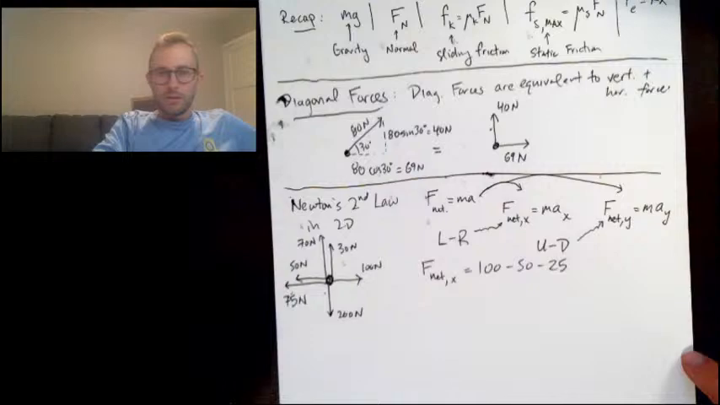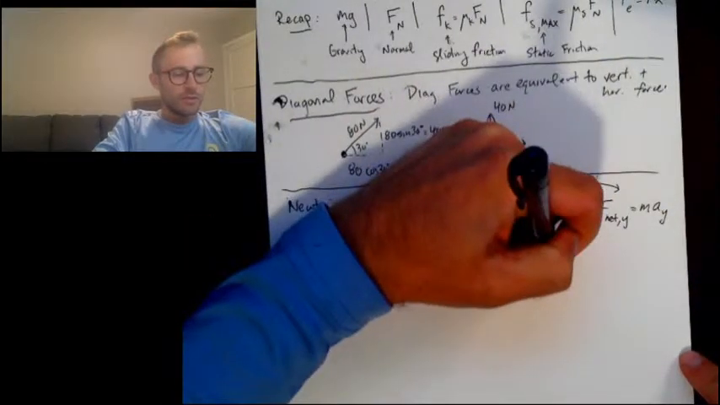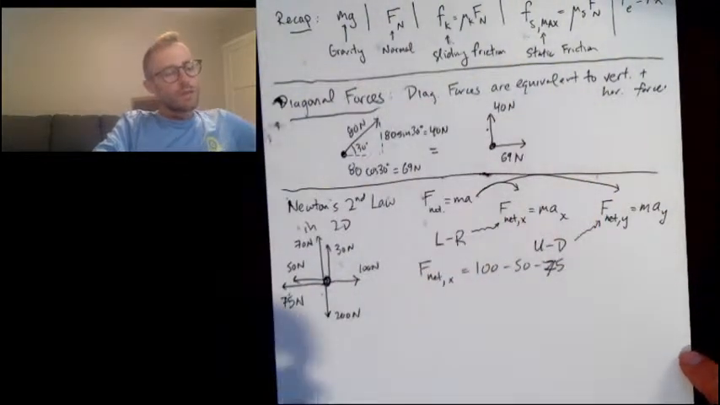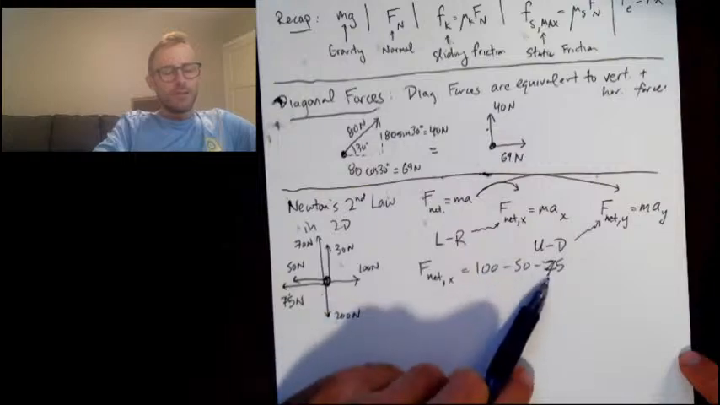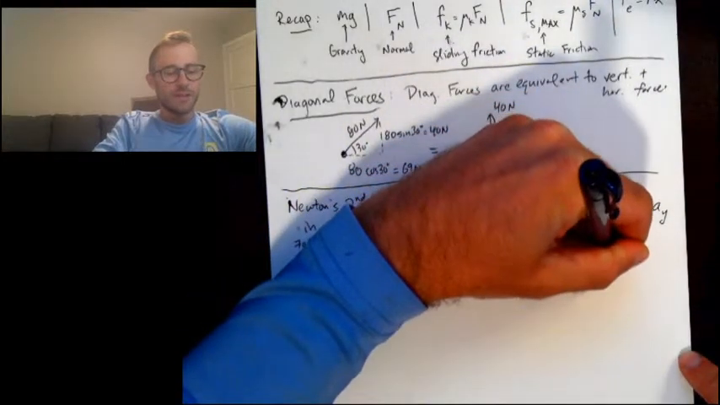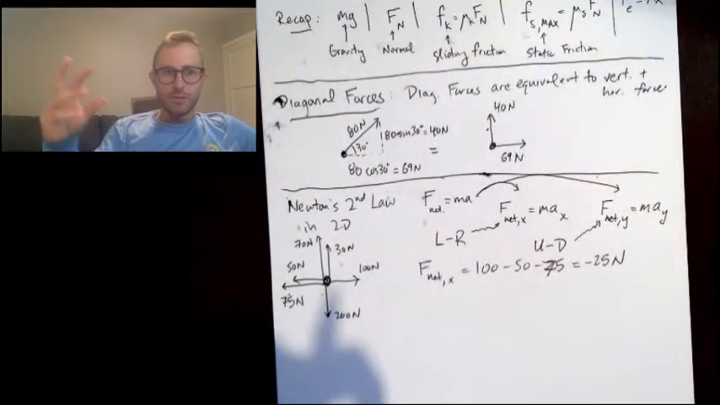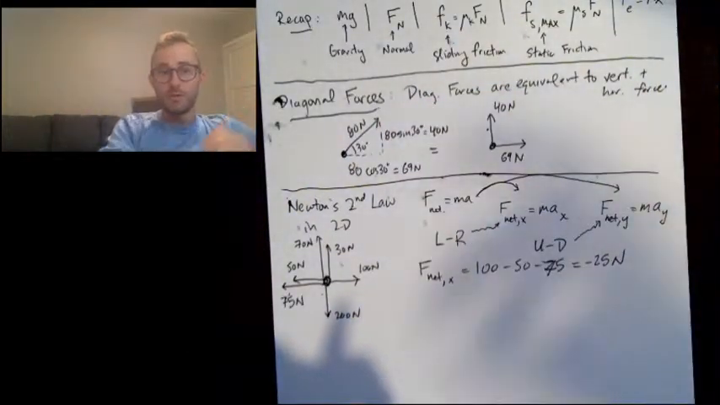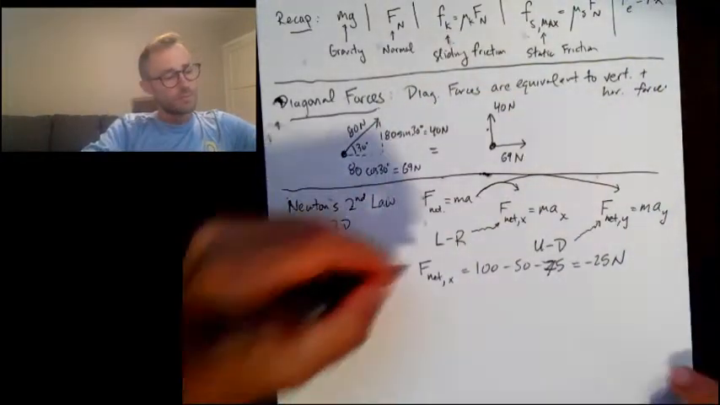Okay? Or 75, my bad. That should be 75. So that's 100 minus 125. So that means that the net force in the x direction is negative 25 newtons. So that means the object would move to the left, would accelerate to the left.